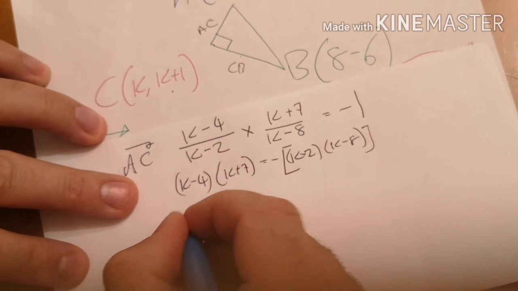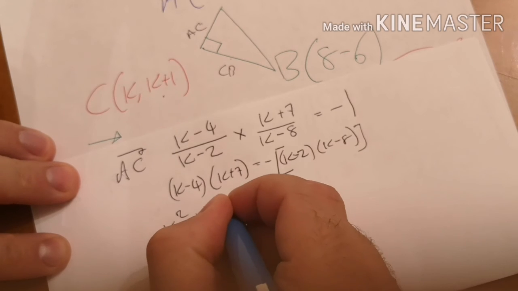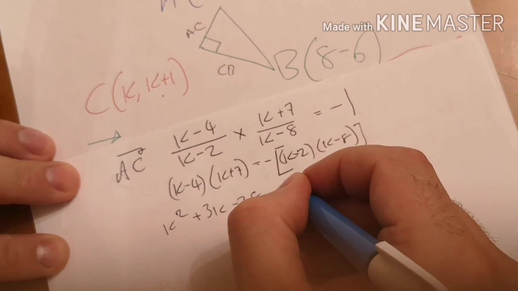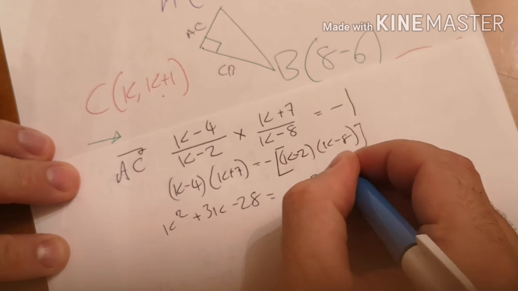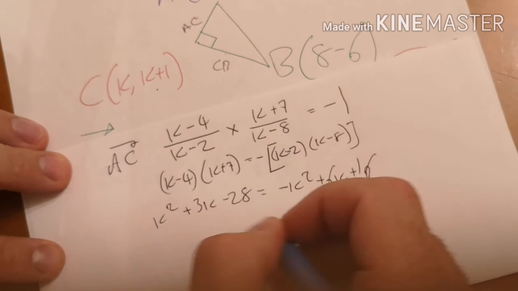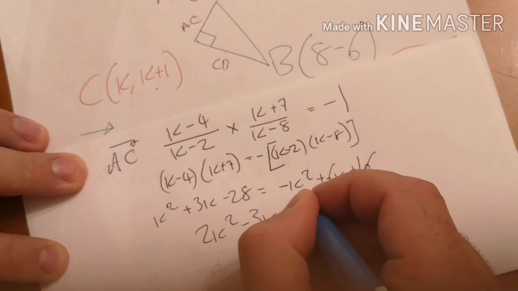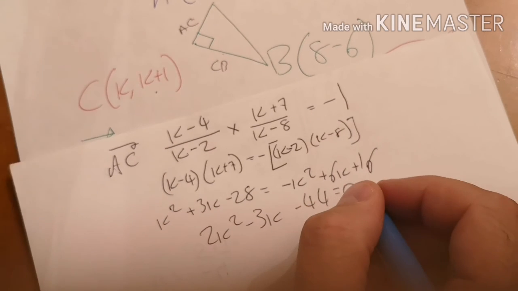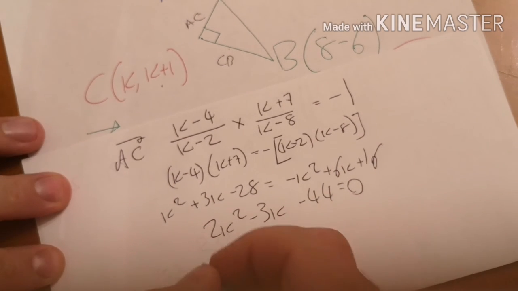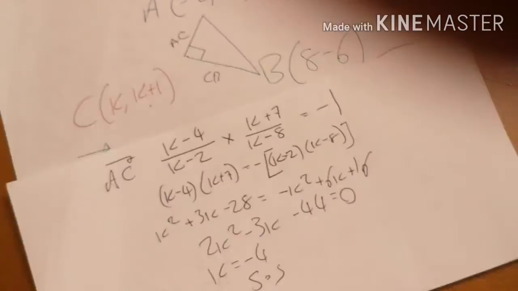Let's expand that. I've got k² + 3k − 28 equals, altogether, minus k² + 6k + 16. Put all these together, so bring everything over bit by bit. We'll do 2k² − 3k − 44 equals 0. And that's actually what we just had previously. It's just a half version. So again, I've got my two solutions of k equals minus 4 and k equals 5.5. Oh no.